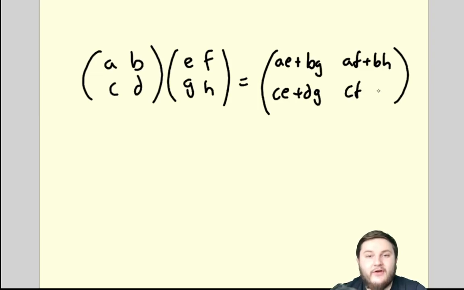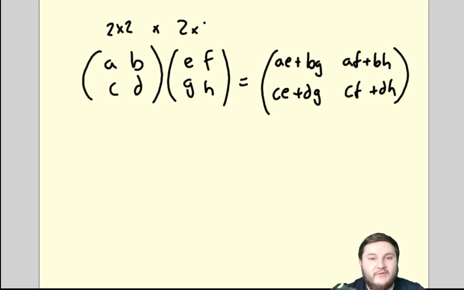So basically you get every single element multiplied with every single other element, but that is the general form for a 2 by 2 multiplied by another 2 by 2. That is the general form and how you do it.